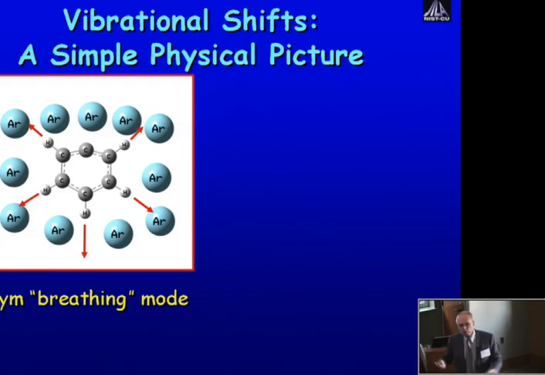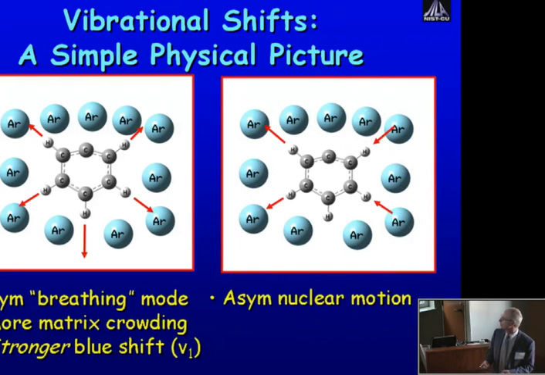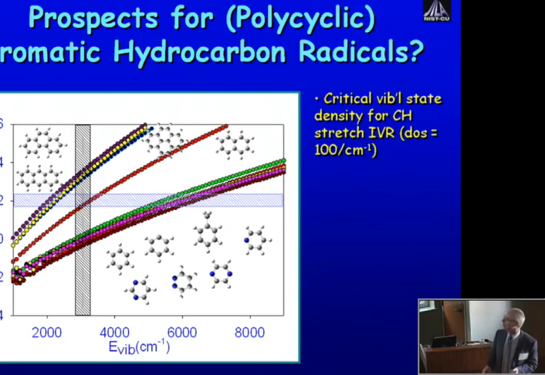So here's a simple picture for this. When you excite symmetric breathing-mode sorts of vibrations, you're really being crowded by the matrix, or at least that's one picture of it. That crowding by the matrix will tend to blue shift the vibrations. Whereas if you excite nu 19, which has this side-to-side motion, the phenyl is not crowded as much because it's sort of pulling, the Lord taketh and the Lord giveth away, or whatever. But the basic idea is that there's less crowding. That, we think, is a simple physical picture for why the blue shift is essentially nothing at all in this case. All right, so this may be the most important slide in this presentation.